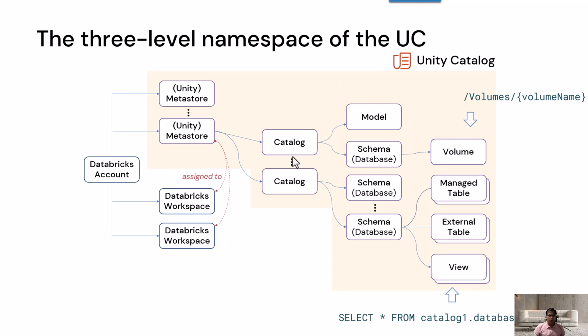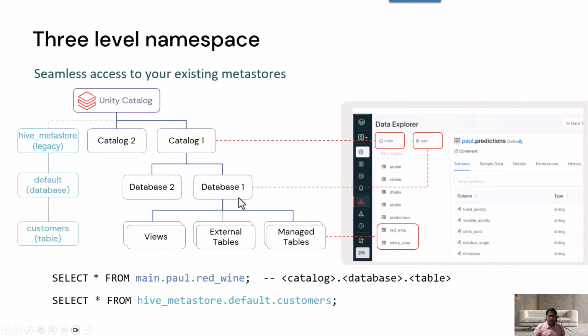This simplifies the overall design because you have a hierarchy, right? At the top level you have a Databricks account in which you have metastores, and in each metastore you have a catalog. So this is how it is structured. Now let's see how this three-level namespace works. Like in this example, you have a catalog, database and views, right? And this is how it is displayed in the data explorer of Databricks.